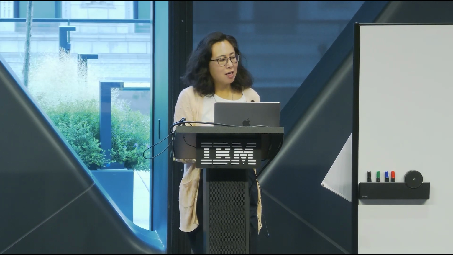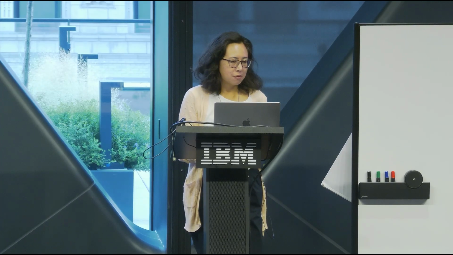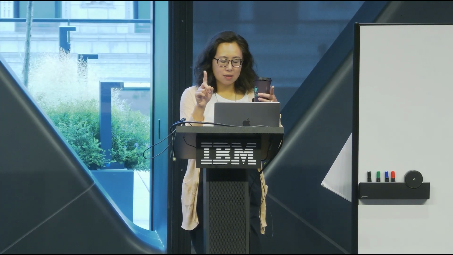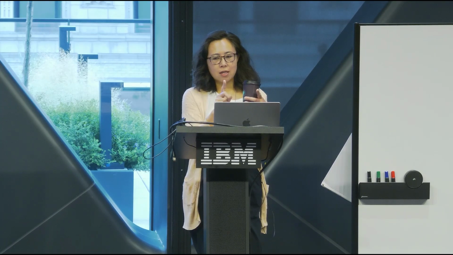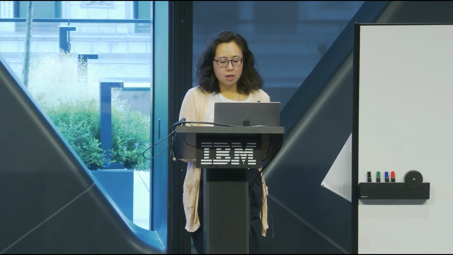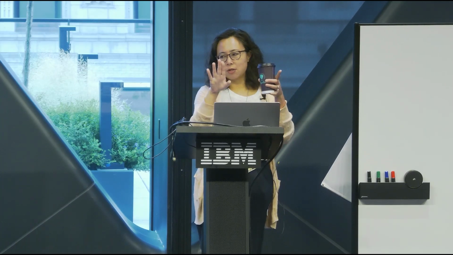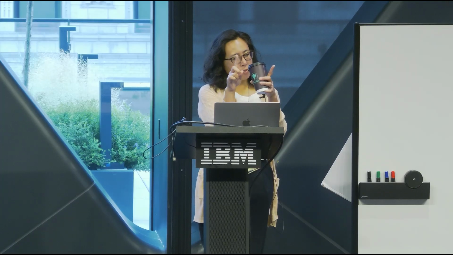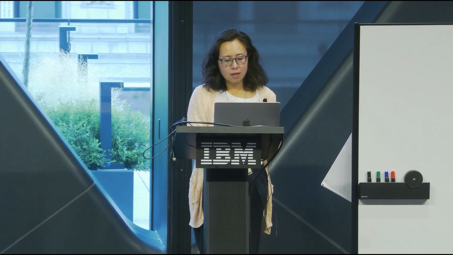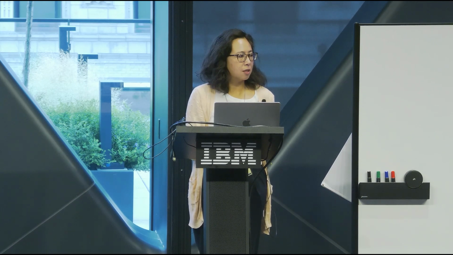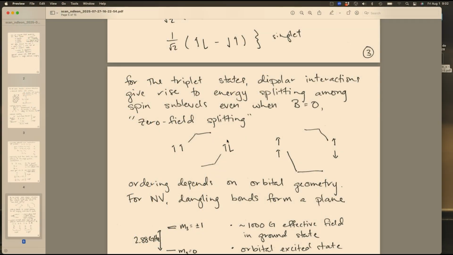OK. For anything that is greater than S equals a half, you can also have electron-electron interactions that then give rise to more splittings. In particular, if you have dipolar interactions, you can imagine that if these electrons are side by side, then these guys are going to see a repulsive interaction, whereas these guys will see an attractive interaction. So now, even without applying a magnetic field, I would expect my ms equals 0 to be lower in energy than my ms equals plus and minus 1.